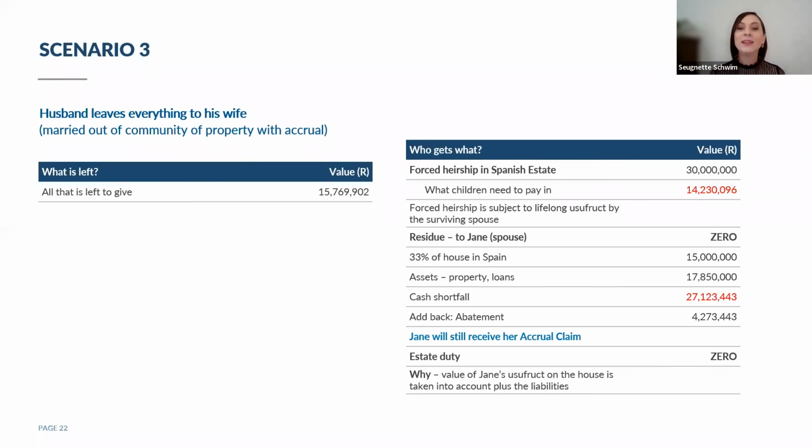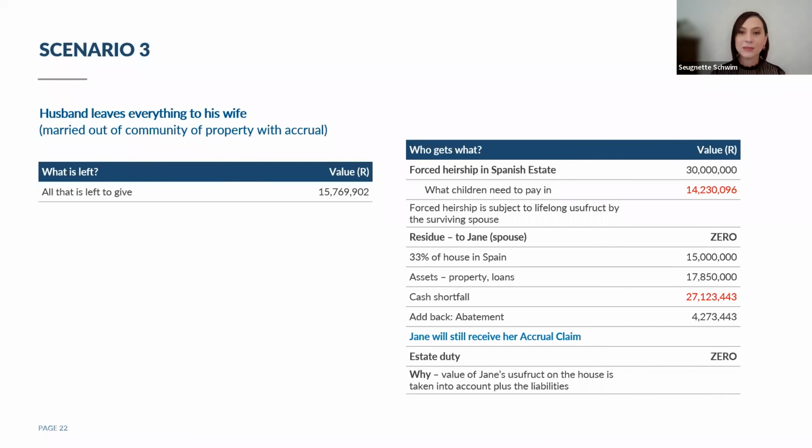So, okay, we need to give the children two-thirds of the 45 million rand, which is worth 30 million rand, of the property. That is what we have to give Sonny and Sally, no questions asked. But remember, we only have the 15, almost 16, the 15.7 million rand to give. So because we have to give more than what we actually have, the heirs now have to abate their legacies.